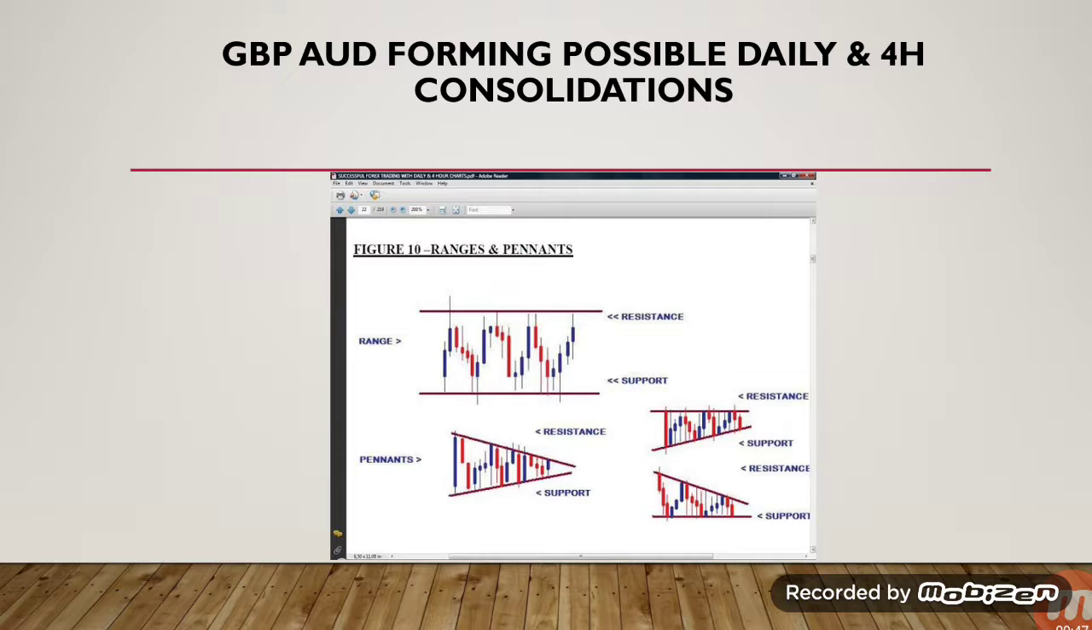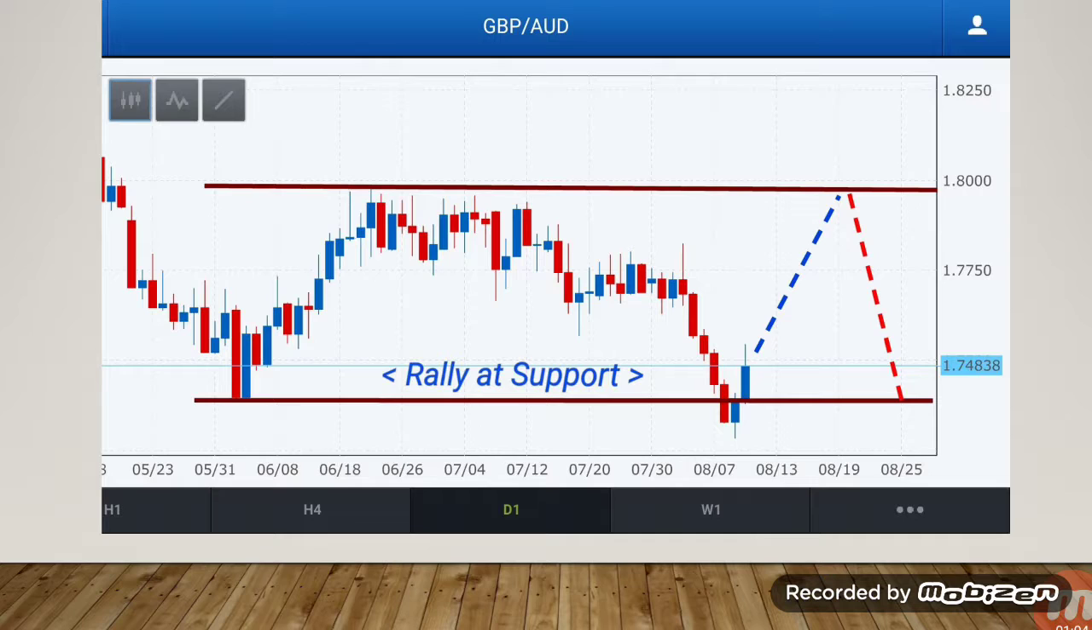Now, starting off the analysis today is the Pound Aussie dollar, which appears to be in the process of forming 2 types of consolidations: a larger one on the daily chart as well as a smaller short-term one on the 4-hour chart. Here you see what I think could be the formation of a consolidation setup on the daily chart. This could take the form of a range with a horizontal support and resistance boundary.